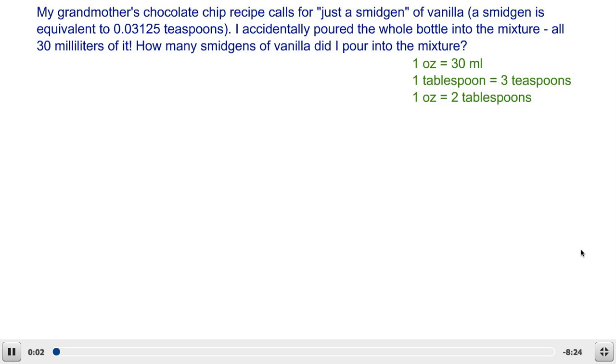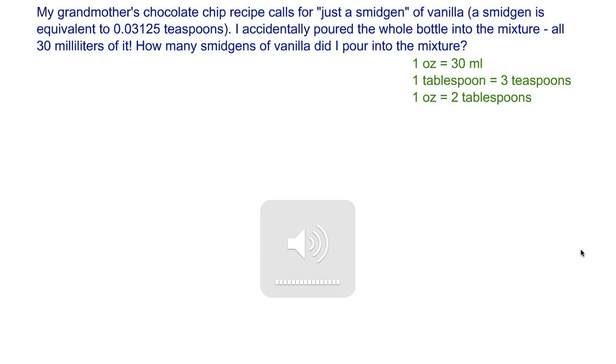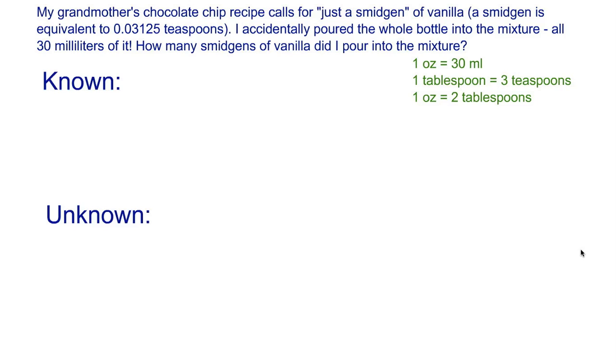My grandmother's chocolate chip recipe calls for just a smidgen of vanilla. Now, a smidgen is equivalent to 0.03125 teaspoons. I accidentally poured the whole bottle into the mixture, all 30 milliliters of it. How many smidgens of vanilla did I pour into the mixture?